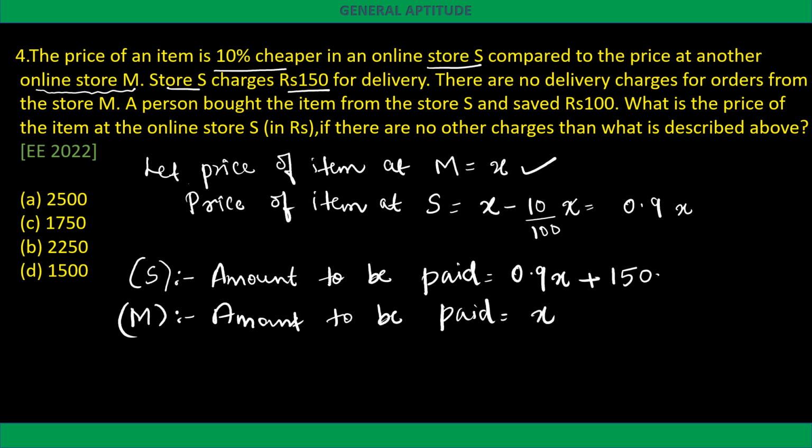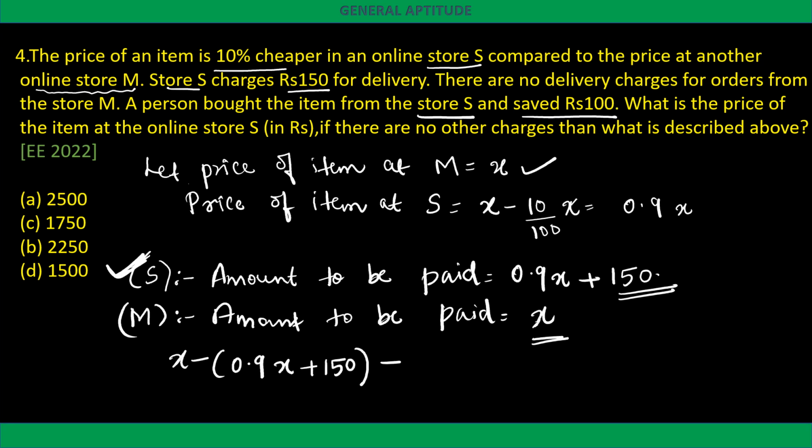Now, if a person bought an item from store S and saved rupees 100, that is, when he bought from store S, he got the item 100 rupees less than if he bought from M. So the difference between these two amounts is 100. That is X minus (0.9x plus 150) is equal to 100. Now we can solve this equation. We'll get 0.1x equal to 250, or x equal to 2500.